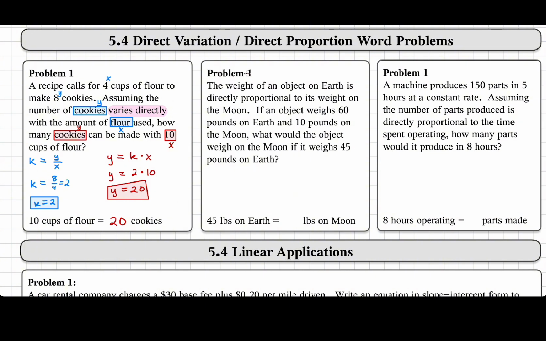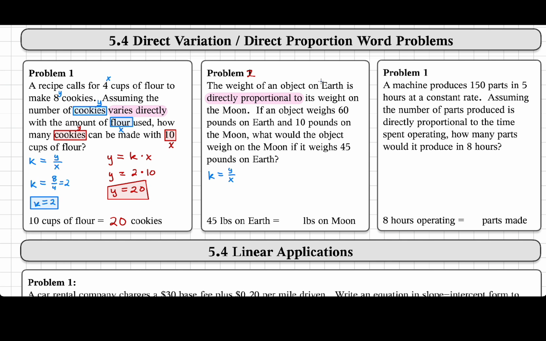Okay, the second problem says the weight of an object on Earth is directly proportional to its weight on the moon. If an object weighs 60 pounds on Earth and 10 pounds on the moon, what would the object weigh on the moon if it weighs 45 pounds on Earth? So, the weight of an object on Earth is directly proportional to. That's a direct variation question then. So, I'm going to start off with finding k. K is y divided by x.